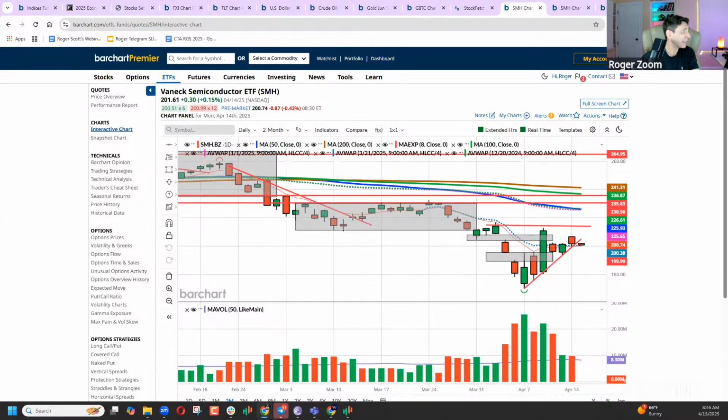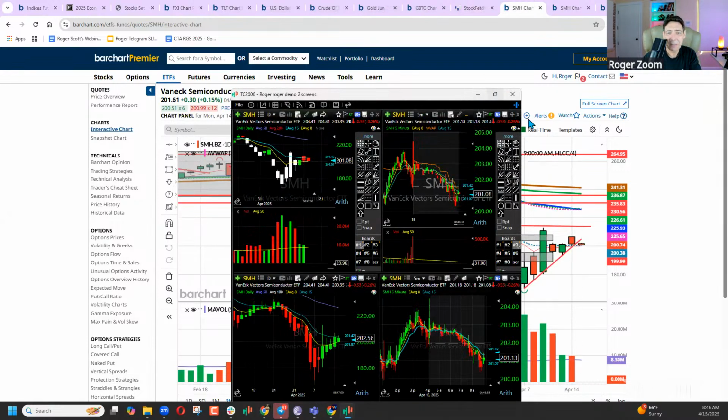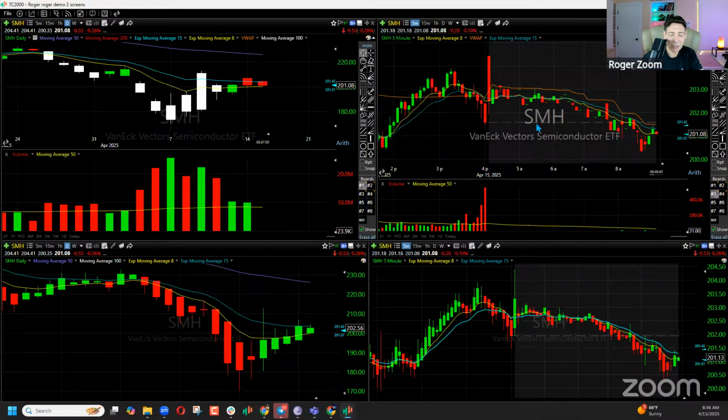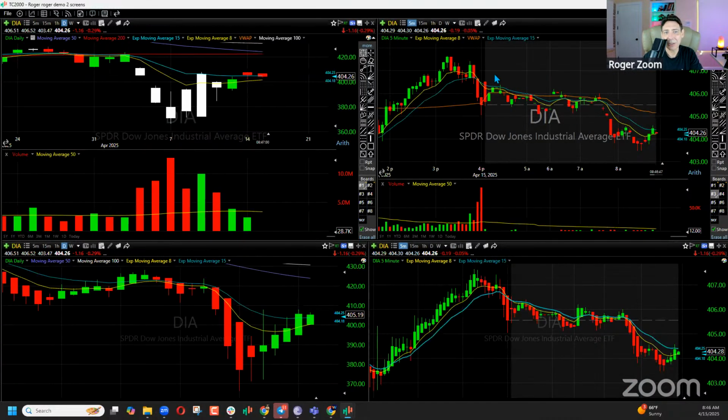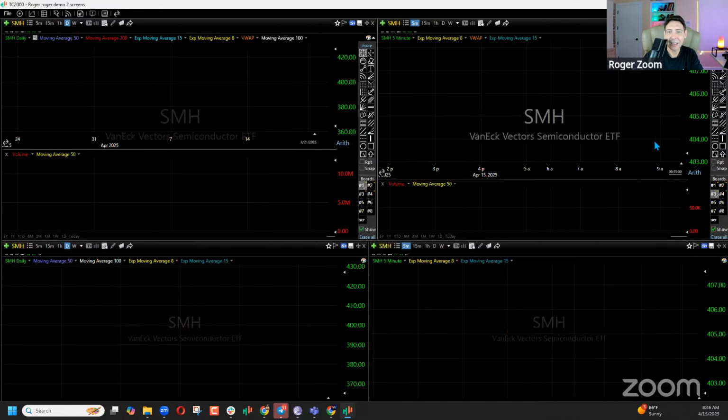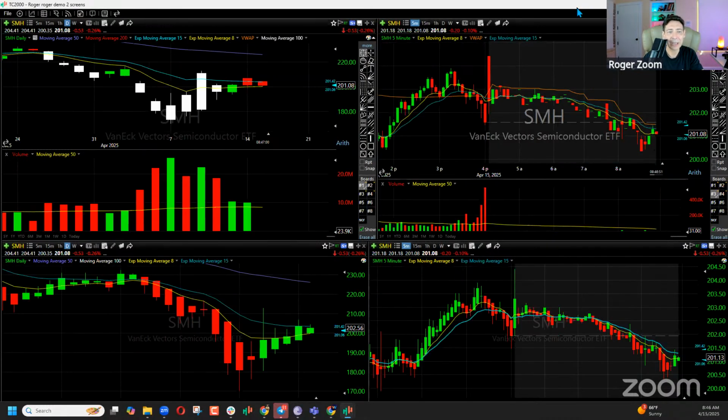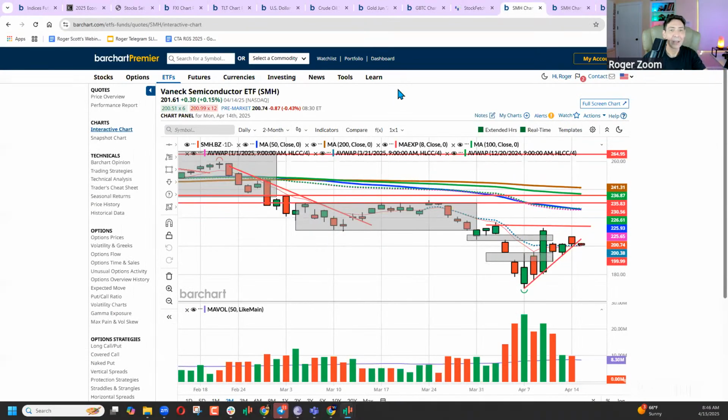And by the way, everything looks like it's sagging. Look, we're still moving lower. Bonds are still kind of choppy. Dow is near the lows. SMH near the lows. Not great so far. Let's look at mega caps.